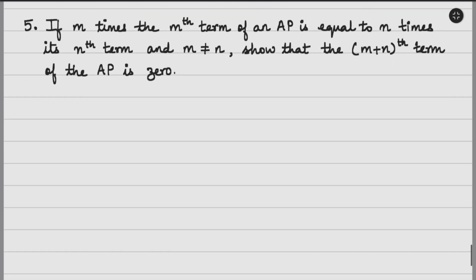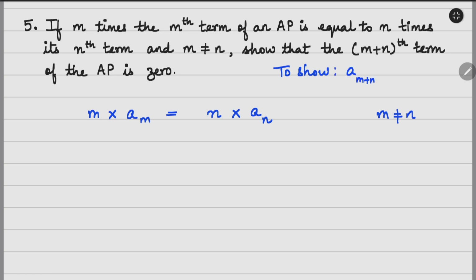Yes. If m times... whatever be the line, just translate and write it mathematically. M times means m multiplied by the mth term of AP. Let's write that. So m times the mth term of an AP is equal to n times its nth term, where m is not equal to n. You have to show that the m plus nth term of an AP is 0. What do you have to show? To show: the m plus nth term is equal to 0. This is what you have to show.